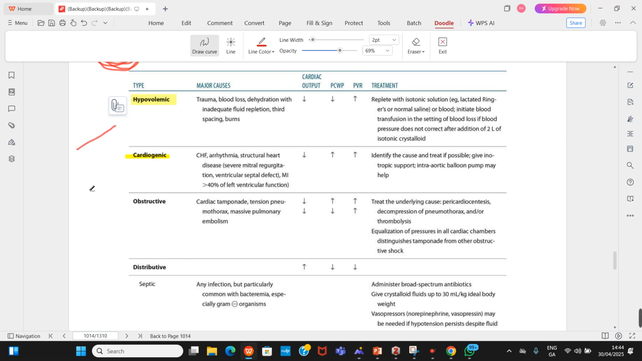vasodilation of the vessels, typically, let's say that these are the veins, because about 60% of the blood volume is accumulated in the veins. True or false? Anybody agrees? 60% of the blood volume at a particular time lies within the veins. Do we agree or we don't agree? Yes. So the majority of the blood occupies the veins.